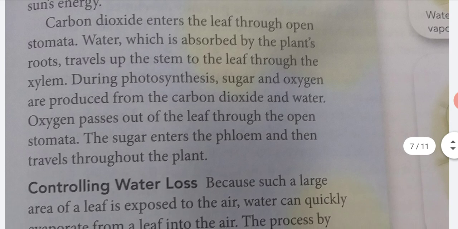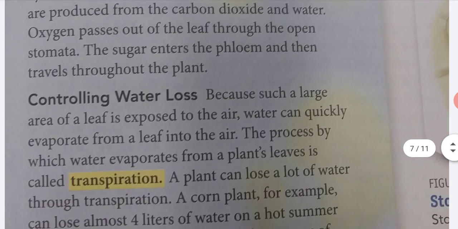Carbon dioxide enters the leaf through open stomata. Water, which is absorbed by the plant's roots, travels up the stem to the leaf through the xylem. During photosynthesis, sugar and oxygen are produced from the carbon dioxide and water. Oxygen passes out of the leaf through the open stomata. The sugar enters the phloem and then travels throughout the plant.